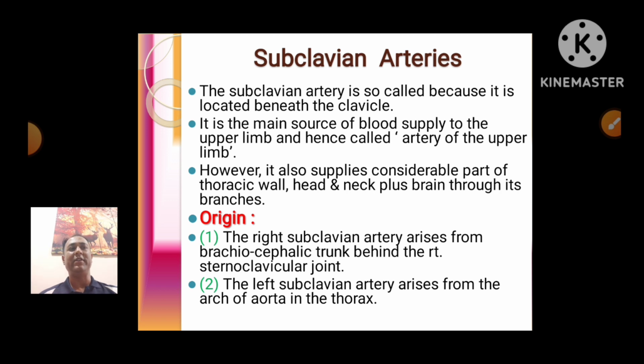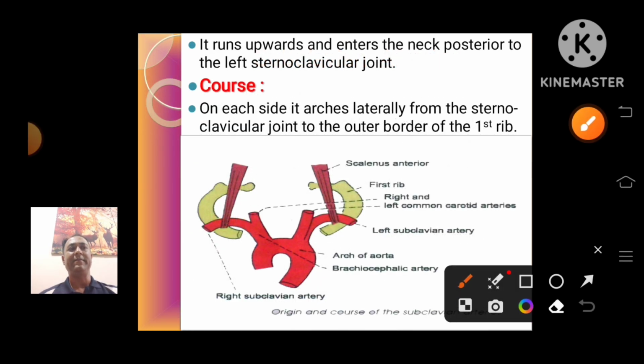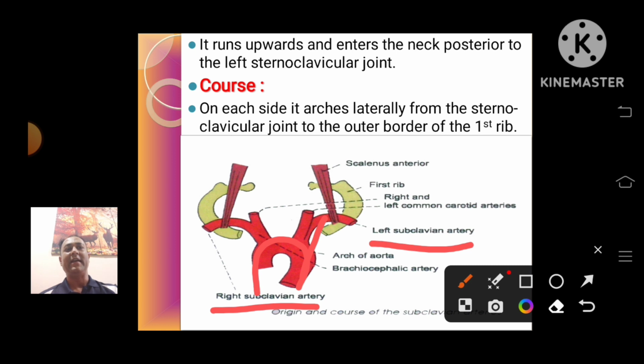Okay, so I'll show you in the picture. Here you can see this is the arch of aorta and it has three branches, 1, 2 and 3. So here you can notice the left subclavian artery arises directly from arch of aorta, while this right subclavian artery arises from this brachiocephalic artery. Okay, so remember this difference from origin of right and left subclavian arteries.